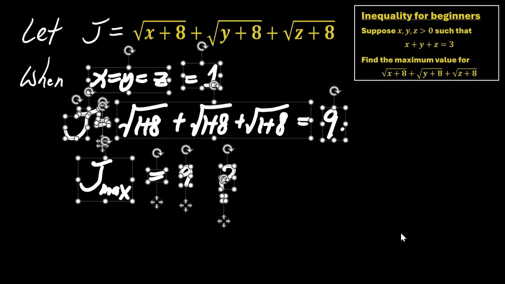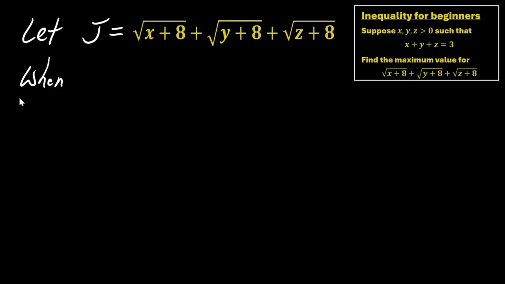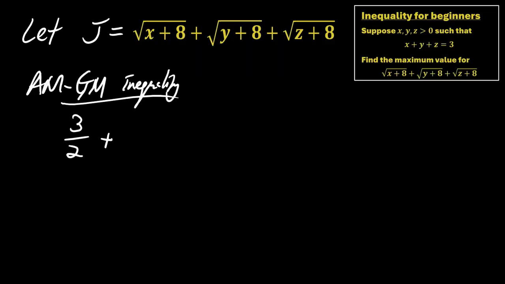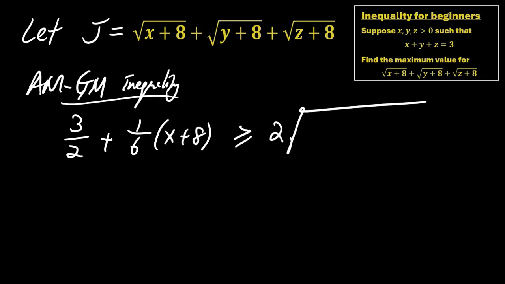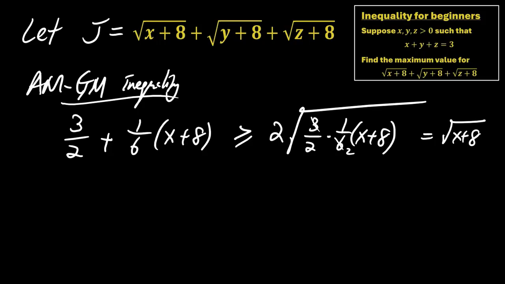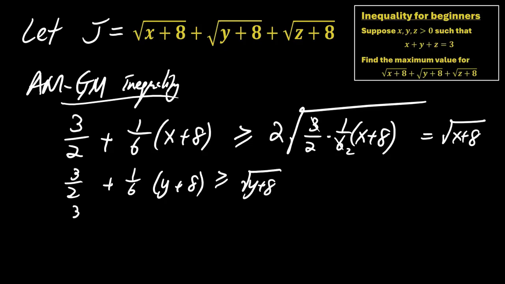It is more interesting to solve this problem using AM-GM inequality. From AM-GM inequality, 3 over 2 plus 1 over 6 times x plus 8 is greater than or equal to 2 times square root of 3 over 2 times 1 over 6 times x plus 8. And this equals square root of x plus 8. Likewise, 3 over 2 plus 1 over 6 times y plus 8 is greater than or equal to square root of y plus 8. And lastly, 3 over 2 plus 1 over 6 times z plus 8 is greater than or equal to square root of z plus 8.